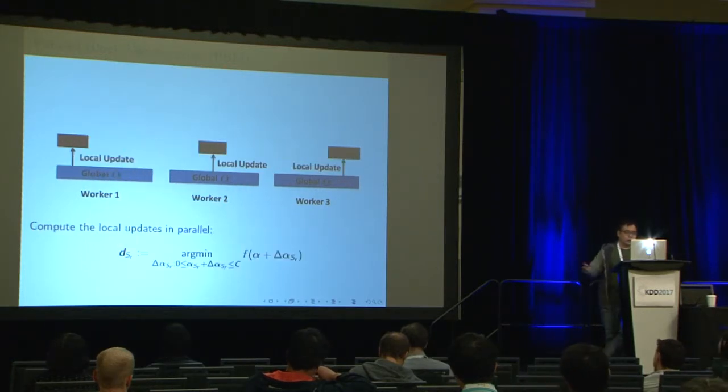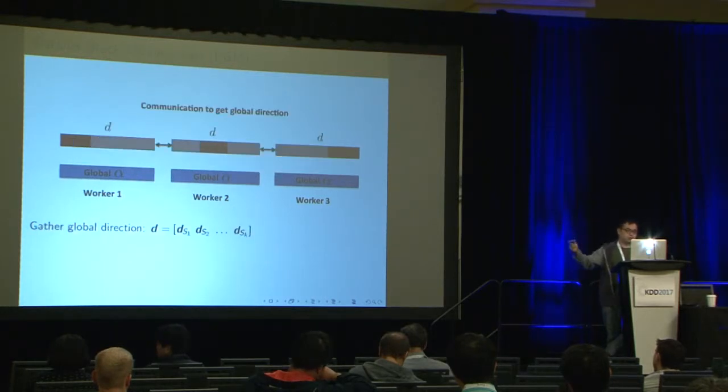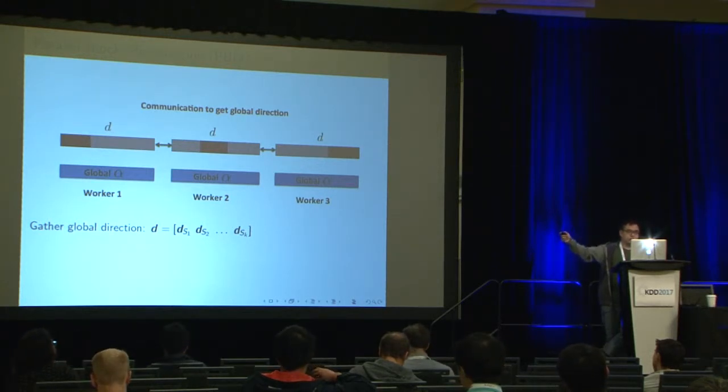And so there is no communication here. Every worker is doing this independently. And then after a while, we gather all the updates to get a global update vector D. So D is a concatenation of D_S1, D_S2, to D_SK.